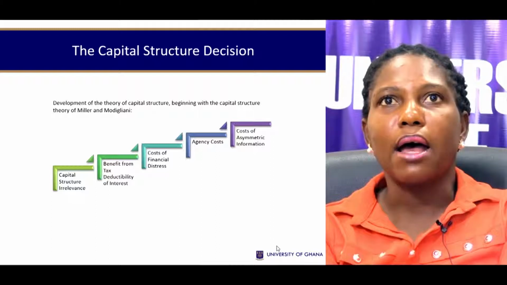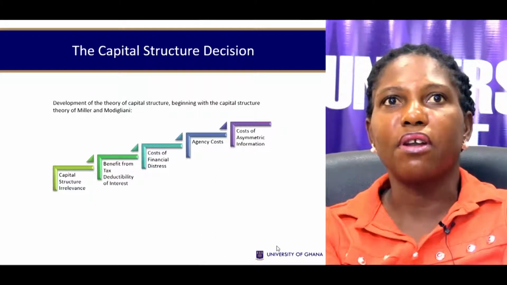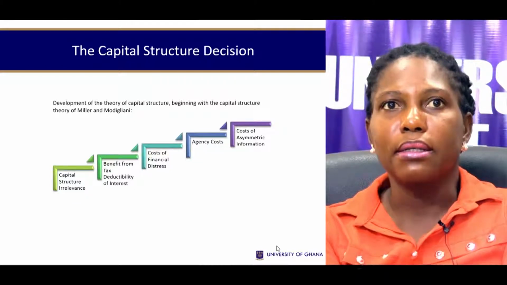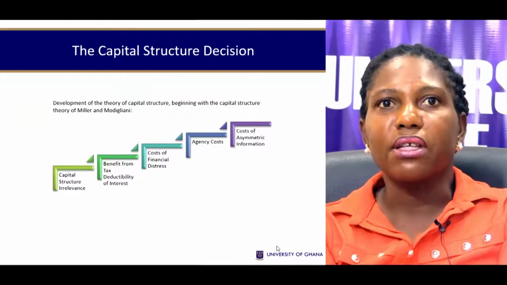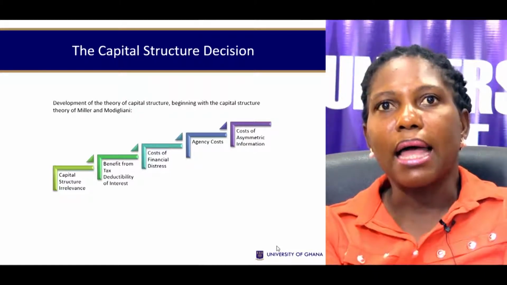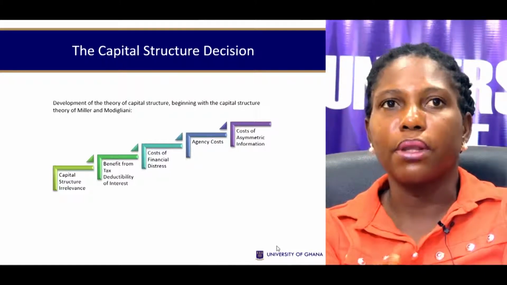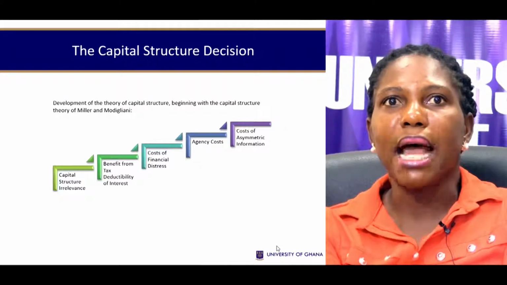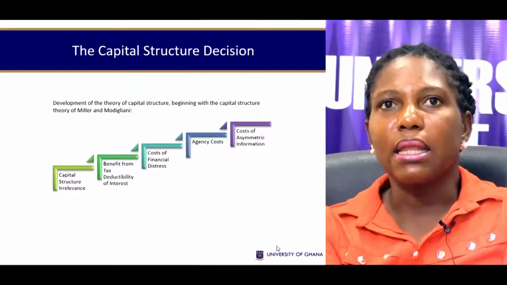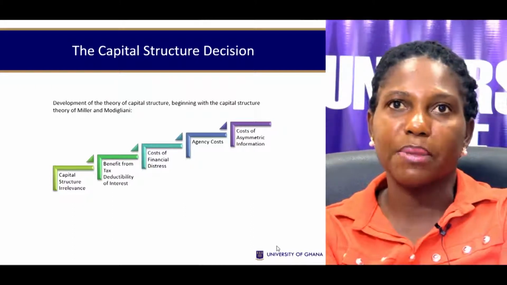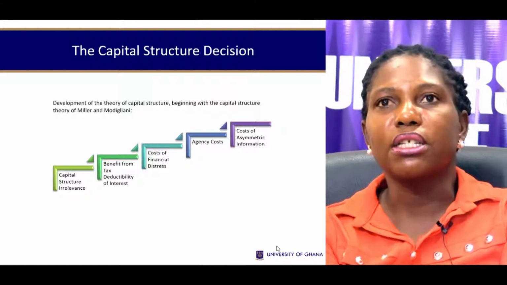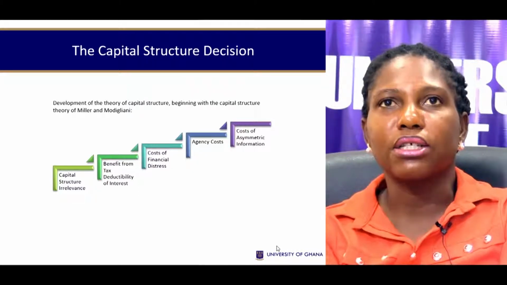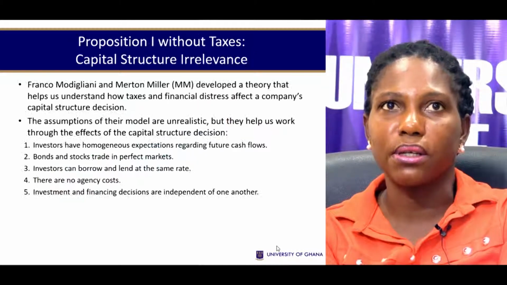That's how the capital structure decision is treated based on the development of the theory, beginning with Modigliani and Miller. We look at the irrelevance of capital structure, and then the relevance. Then we begin to look at the benefits from tax deductibility of interest, the implications that cost of financial distress may have, any potential agency costs, and the cost of asymmetric information in the discussion as far as capital structure is concerned.